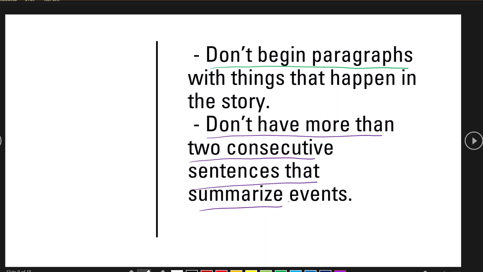So if I have 4 sentences in the middle of a paragraph summarizing a whole scene in the story, that's too much summary at once. So I want to condense it or take some out so that I'm not overusing or over-relying on summary. The point of your paper is to show us your analysis of the story and what it means, not to summarize everything that happens. I promise I have read all of the stories assigned to you.